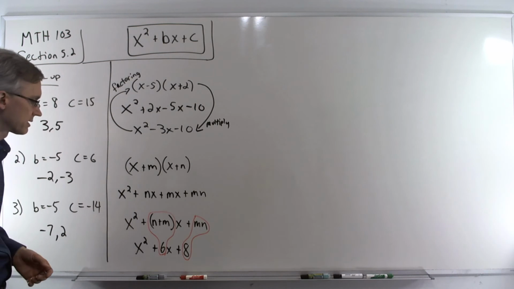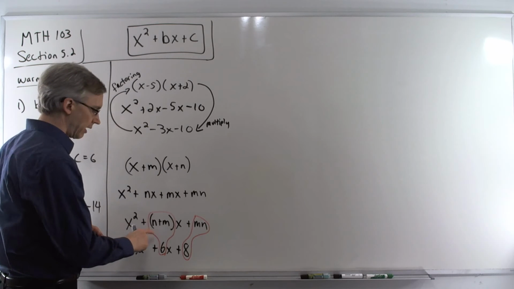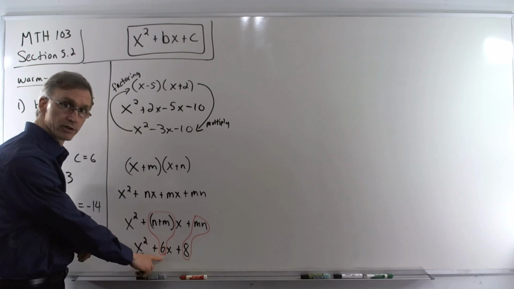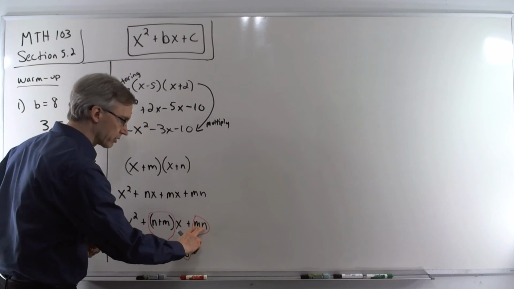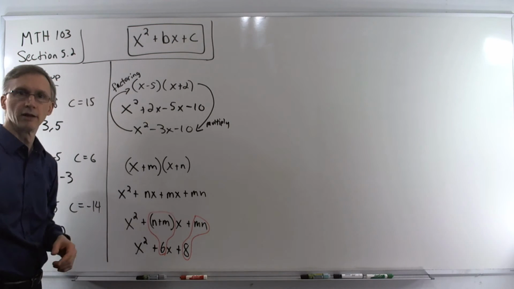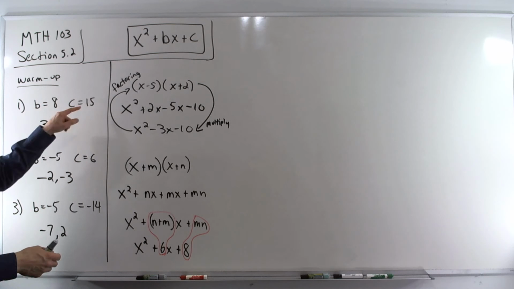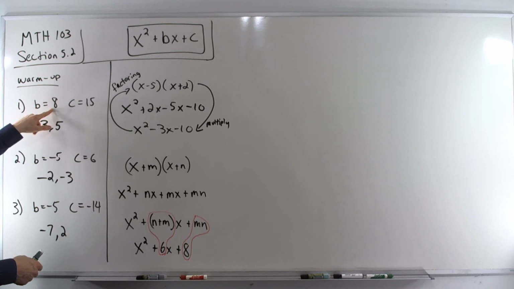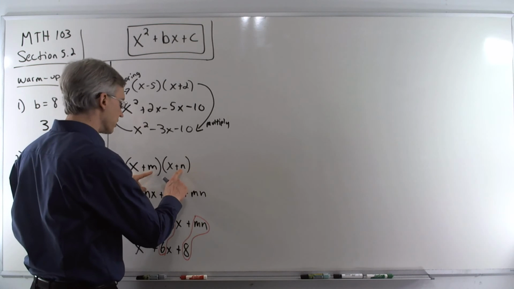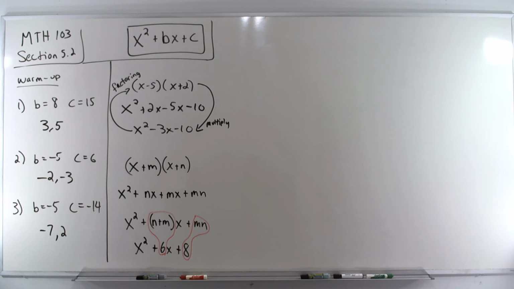So what does this tell us? If we take these two numbers that go into the binomials and add them together, we get the middle coefficient, b. And if we multiply them together, we get the constant, which is c. So that's why we did this exercise in the warm-up: find two numbers that multiply to get c and add to get b. These will be the two numbers which are going to go into the binomials. So let's see how this works in practice.